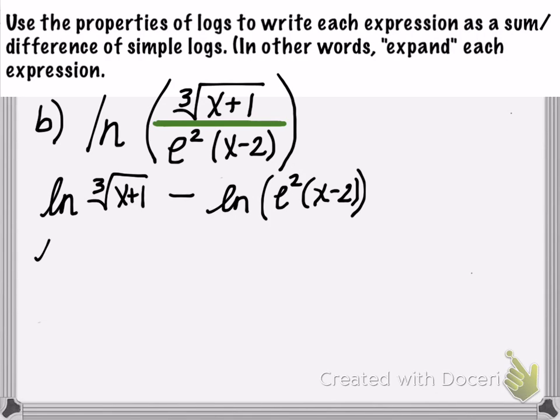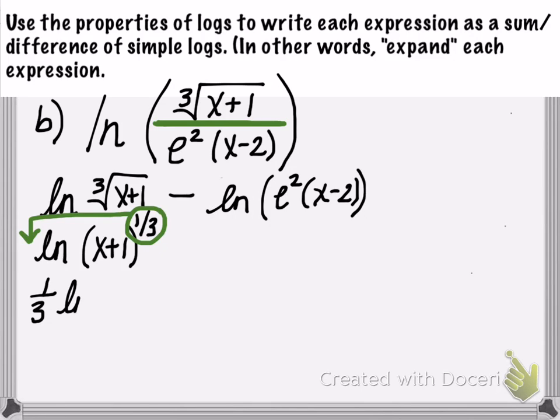So we know that the natural log of the cube root of x plus 1 could also be rewritten as the natural log of x plus 1 to the 1/3 power. And in doing this, we realize that the argument is raised to a power, so I could also use my power property and rewrite this as multiplication. So that would be 1/3 times the natural log of the quantity x plus 1.